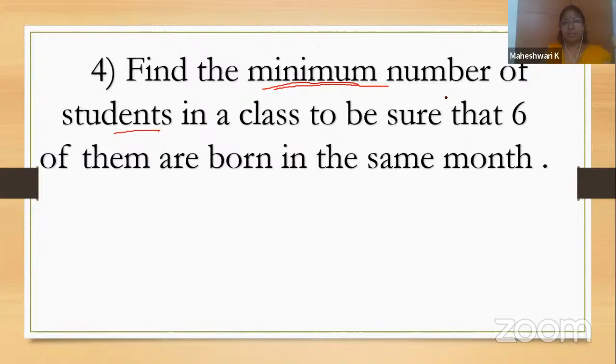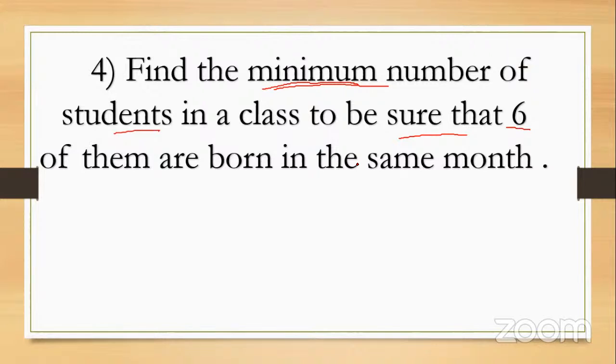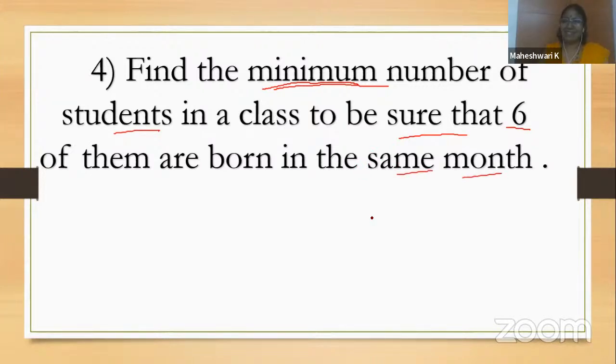In the previous question, the number of balls or marbles was given. Now we are calculating the minimum number of students that should be there so that we are sure that 6 of them are born in the same month. It's something like in a hall, how many people should be there so that 6 of them are sure to be born in the same month? One answer is already there: 61. Can you just explain it, Anna? How do we get that answer?